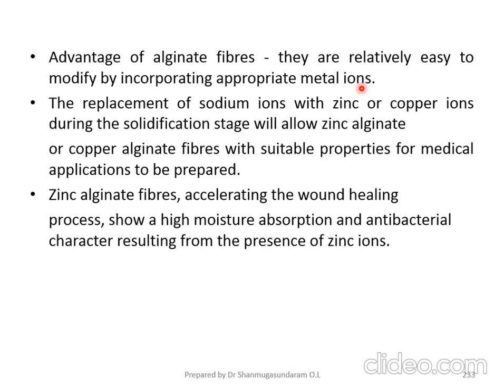Suppose I want to produce copper alginate fiber. What do I have to do? In the coagulation bath, I have to keep copper chloride solution. Once the polymer comes in contact with the copper chloride solution, an ion exchange takes place between sodium and copper. So the fiber you ultimately get is a copper alginate polymer. That is the reason why I am saying they are relatively easy to modify. You can easily modify the fibers by incorporating appropriate metal ions.